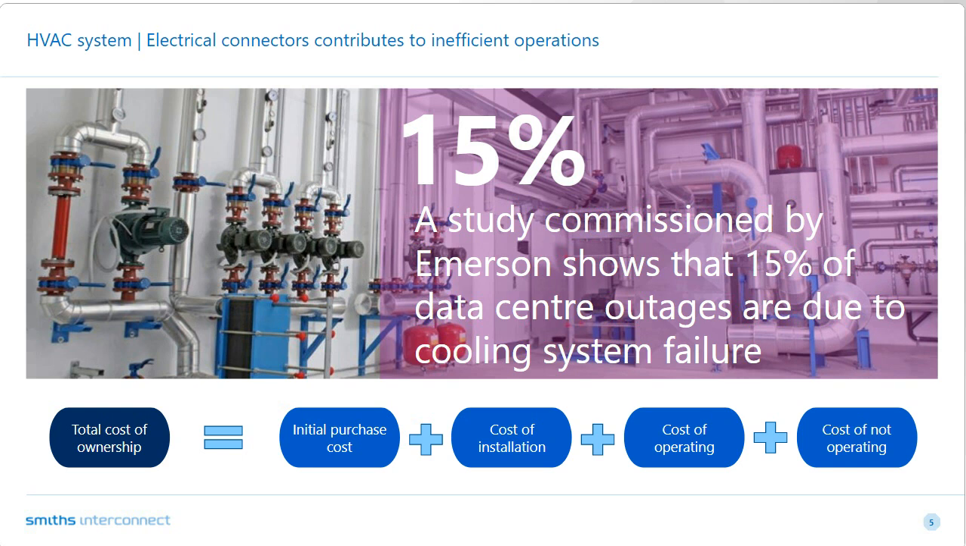So when we talk about connectors, one of the things that we genuinely promote and advocate is the total cost of ownership. Now, the concept of total cost of ownership is nothing new, right? It is made up of the initial purchase cost that you pay upfront when you purchase that piece of kit, the cost of installation, and the cost of operating. Now, what often gets missed out of the calculation, because generally when I speak with a lot of procurement managers, they admit it is sometimes quite difficult to put a number against it, is the cost of not operating the equipment?